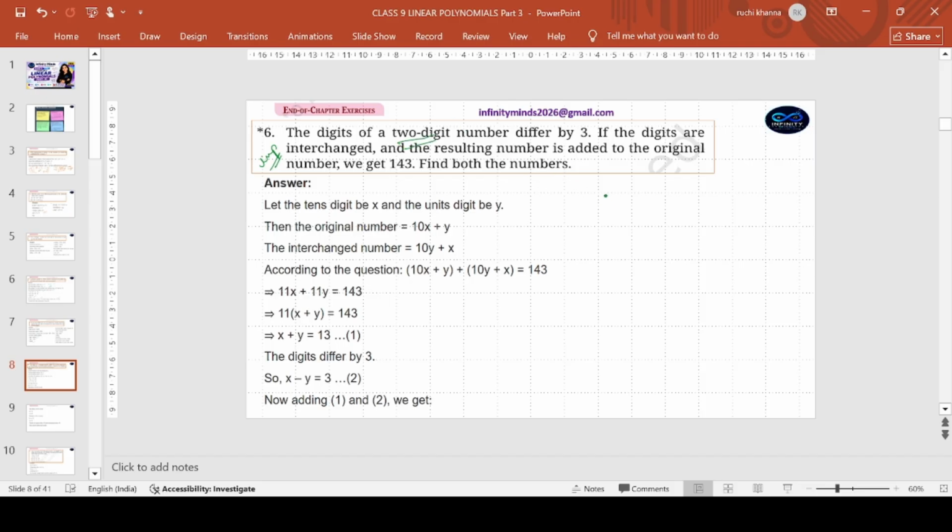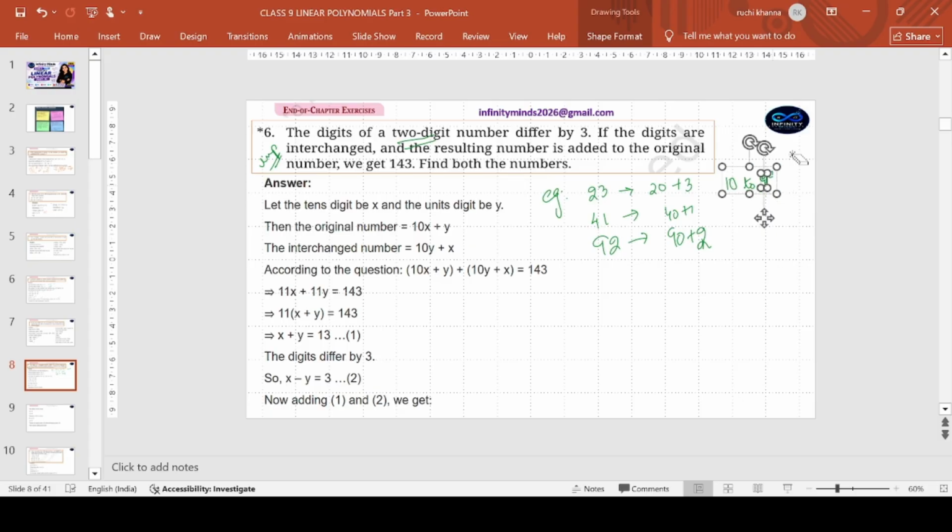It's a two-digit number. Children, give me any example of a two-digit number. Any number, say 23. 23 can be written as 20 plus 3. Any other number you tell me. 41, 40 plus 1. 92, 90 plus 2. What are two-digit numbers after all? Two-digit numbers start from 10 up till 99, right?